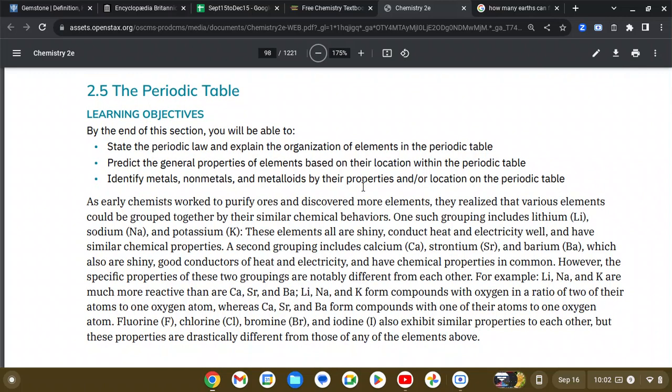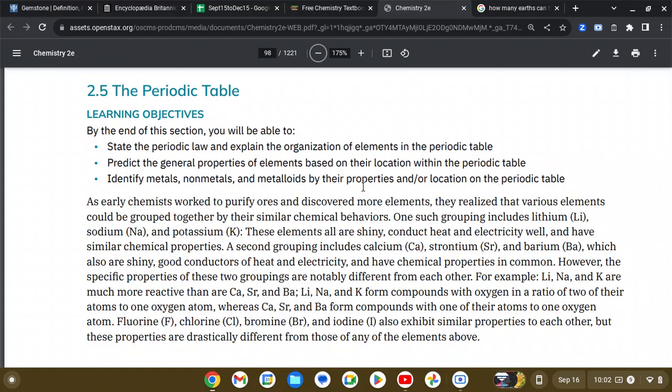2.5 Periodic Table. Learning objectives. By the end of this section, you'll be able to state the periodic law and explain the organization of elements in the periodic table, predict the general properties of elements based on their location within the periodic table, identify metals, nonmetals, and metalloids by their properties and or location on the periodic table.